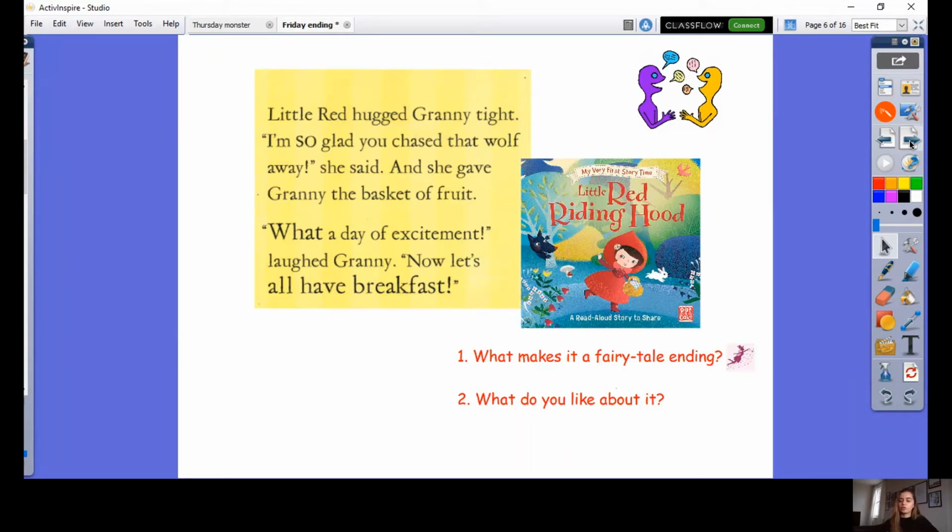So let's think about these two questions. So we need to think about what makes it a fairy tale ending and what do you like about it. So I'm going to give us 30 seconds thinking time to think about what makes it a fairy tale ending, thinking about what happens, is there something happy, do we learn a lesson, and then what do you like about it. So you're going to now have some thinking time. Okay, so what makes it a fairy tale ending? Can you shout your answer to the screen in 3, 2, 1?